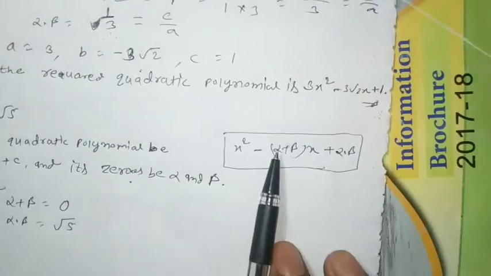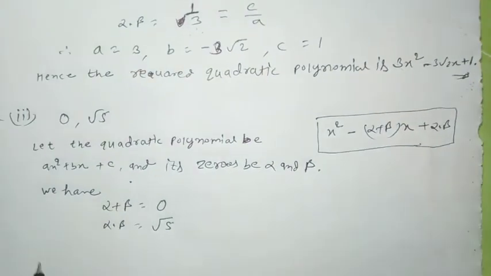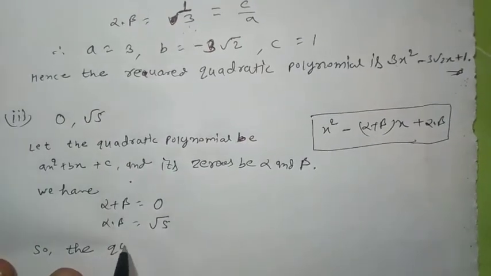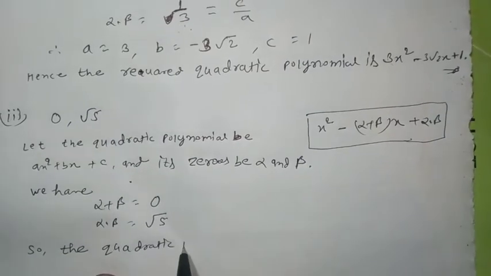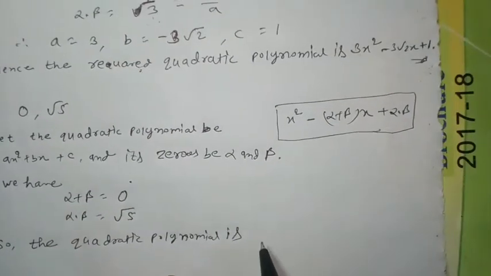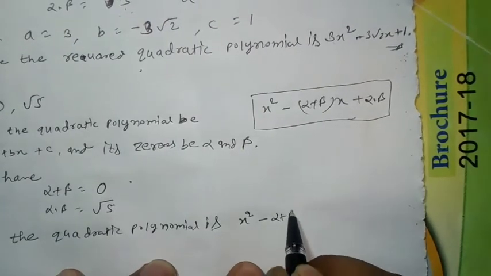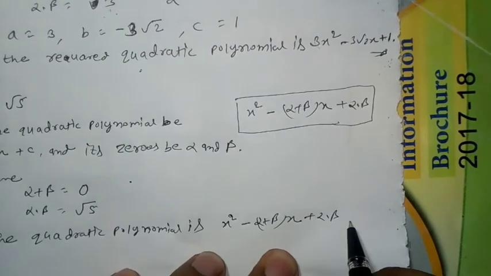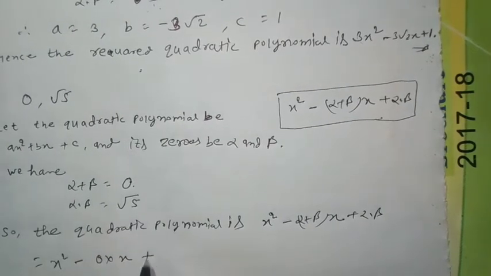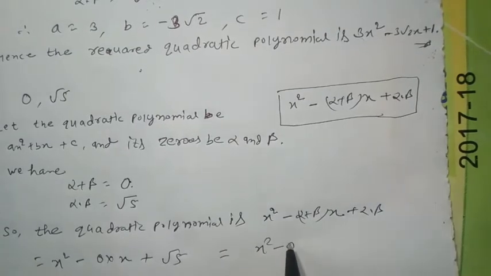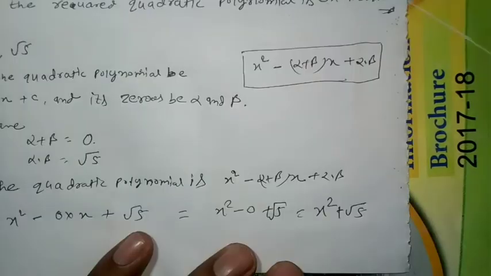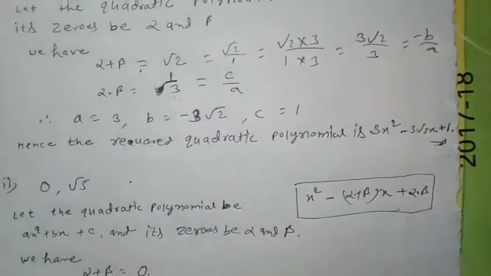Okay, according to this formula, we have to write, so the quadratic polynomial is x square minus (alpha plus beta) into x plus alpha into beta, which is x square minus 0 into x plus root under 5, which is x square plus root 5. Answer. Okay.